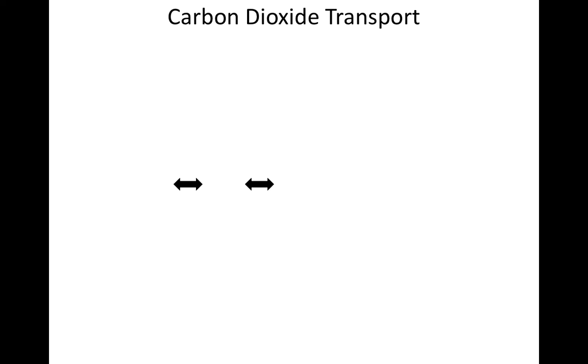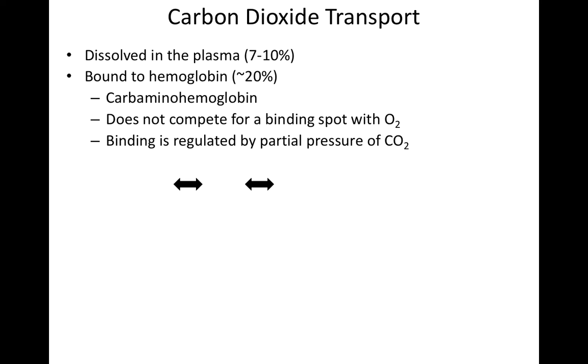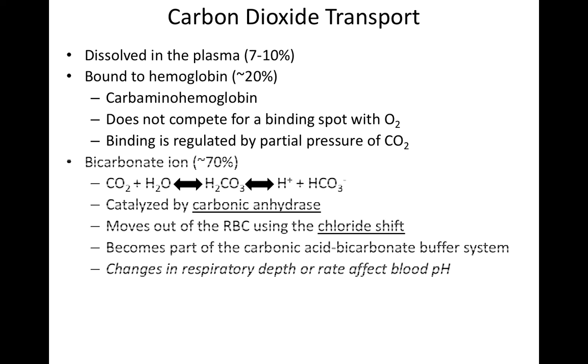All right, carbon dioxide transport is a little bit different, a little bit more complex. First of all, we're going to dissolve more of it in the plasma. It's more soluble, so up to 10% of it can be simply dissolved in the plasma. About another 20% is bound to the hemoglobin, again, to the globin. It forms carbaminohemoglobin. But the majority of it is in the form of a bicarbonate ion.